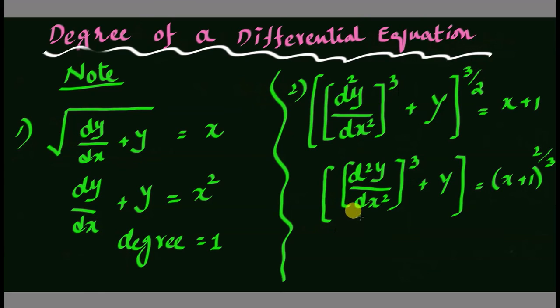And now it is very easy to find the degree of the differential equation. The second order derivative is the highest order derivative in the differential equation, and the power of the highest order derivative is 3. So that's why the degree will be 3.